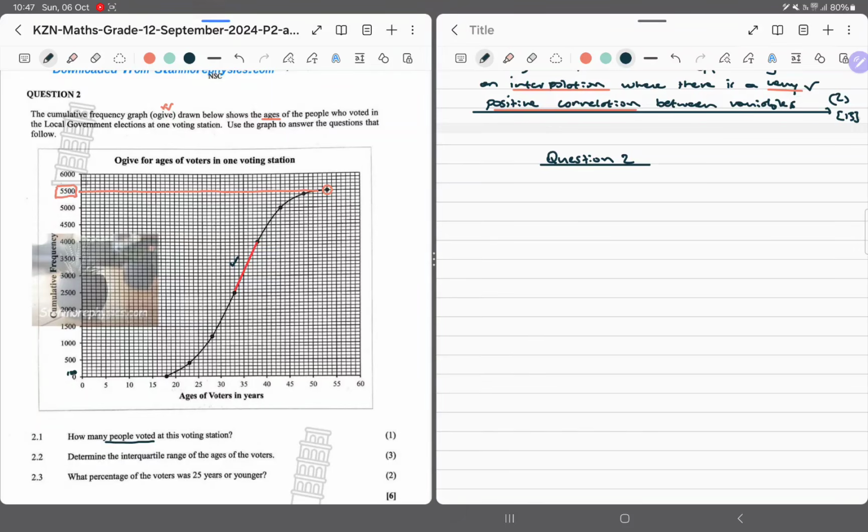How many people voted? Can you see? Analysis already uncovered that. So now it's more of just transcribing. So this is 5,500 people. Done. Easy one mark.